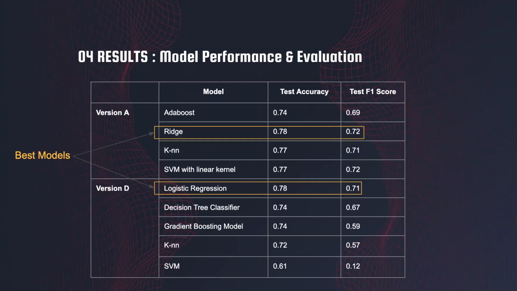Now let's check out the performance. In version A, the Ridge model performed the best. In version D, logistic regression did the best.